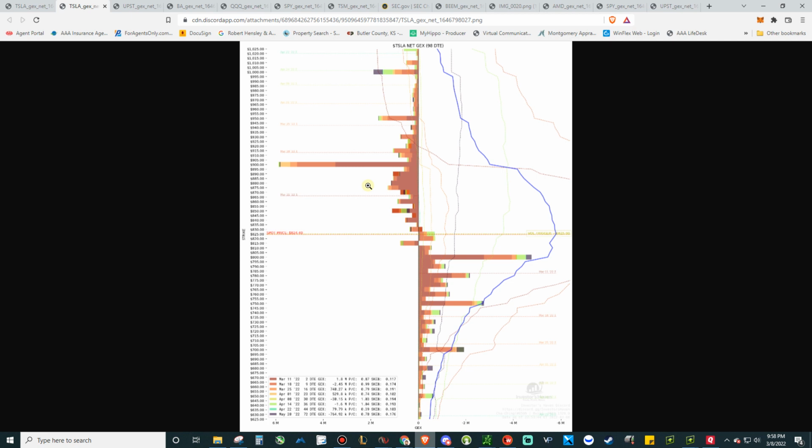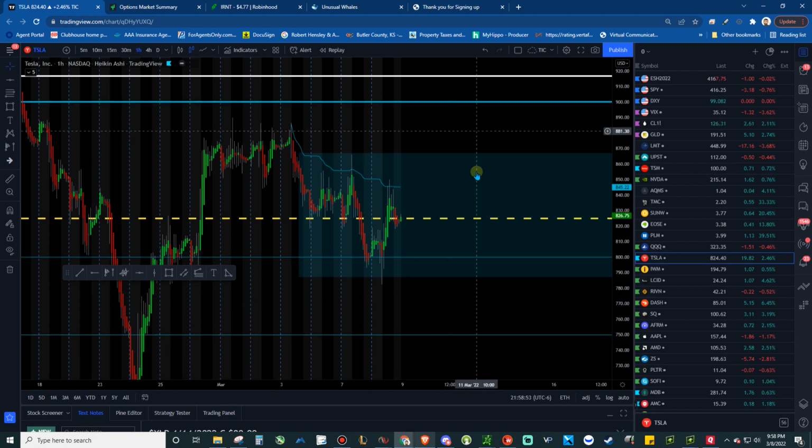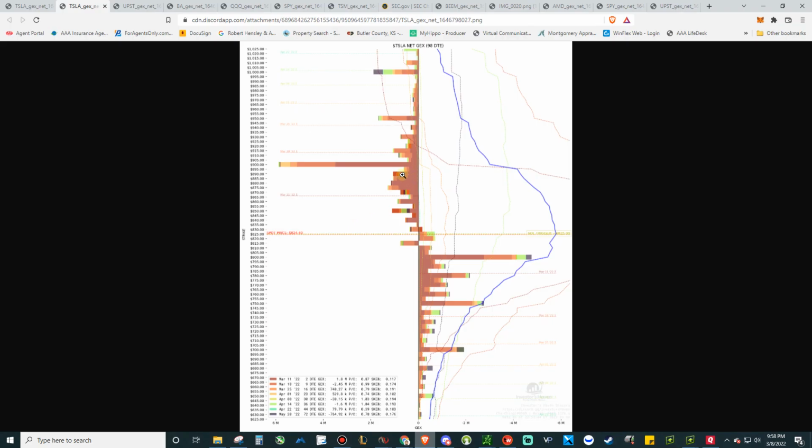And so this is my play. I'm setting up these gamma levels here. Obviously we got a huge one there, and we got a big one right there. I don't really see much else other than this little node here, just around that 880 level.